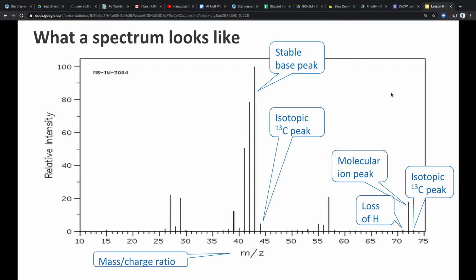And the other one to watch out for is this little blip to the left of some of these significant ones. That's due to the loss of a hydrogen. So if you have an OH group, often an H is lost from that, right? Or a carboxylic acid maybe, where you can remove a single hydrogen, that'll cause a little blip 1 unit down.